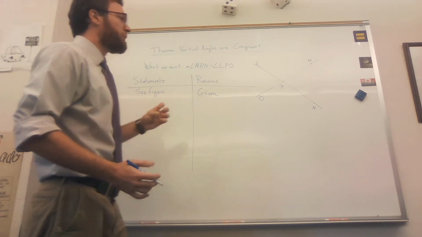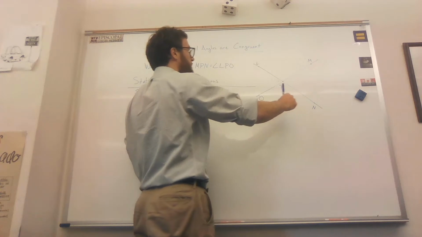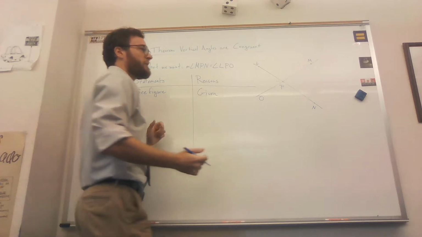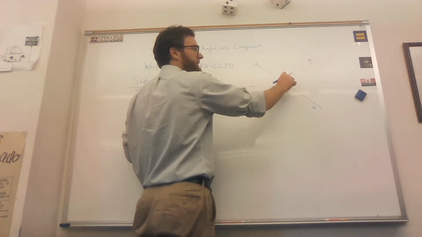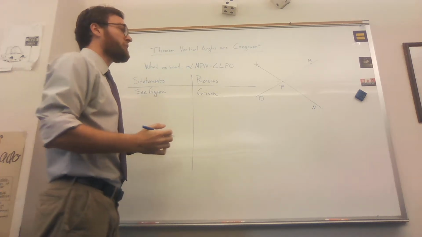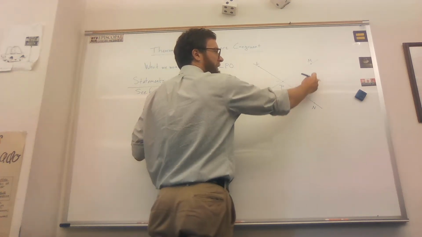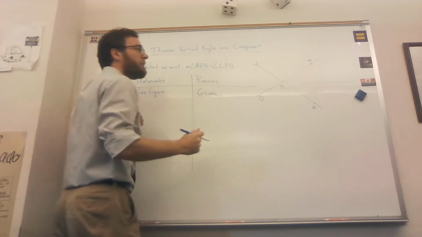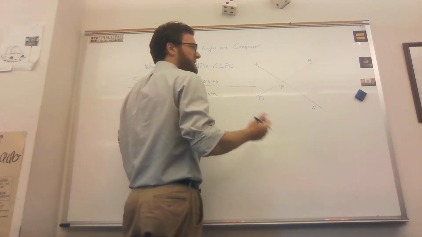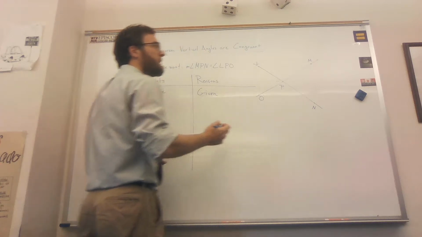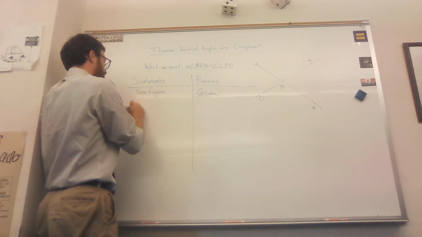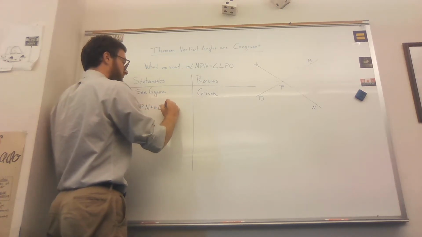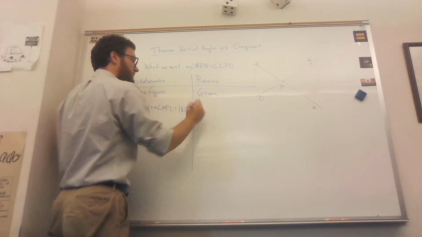So how are we going to prove that the measure of angle MPN is equal to the measure of angle LPO? Well, we know something about straight angles, right? We know that two angles that together form a straight angle are supplementary. They have to equal 180 degrees. So we notice that angle MPN together with angle MPL forms a straight angle. Since it's a straight angle, they must be supplementary. Their sum has to be 180 degrees. So we can write down that statement. The measure of angle MPN plus the measure of angle MPL must equal 180 degrees.